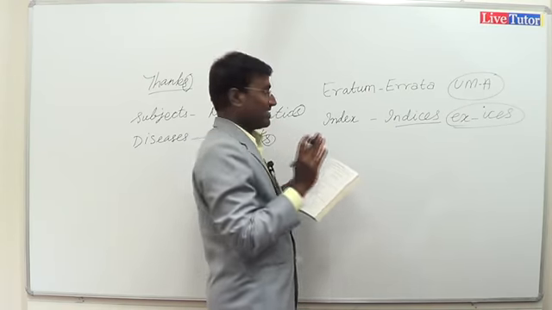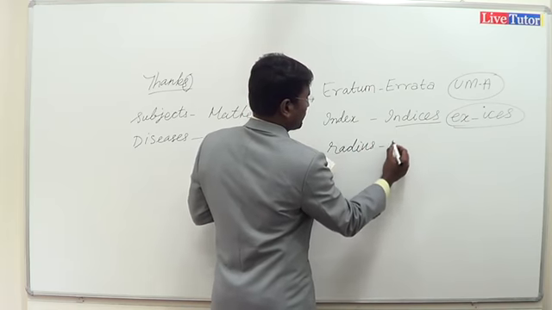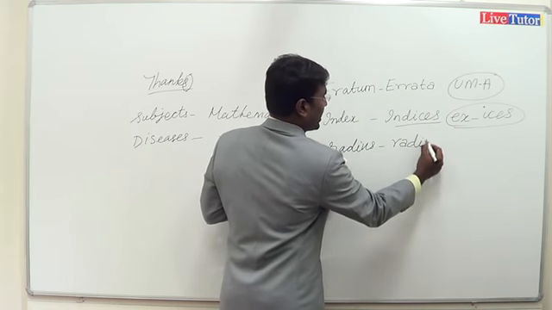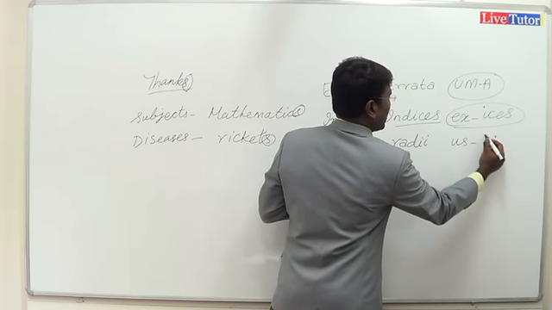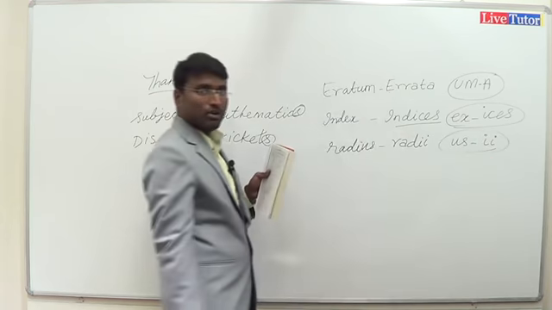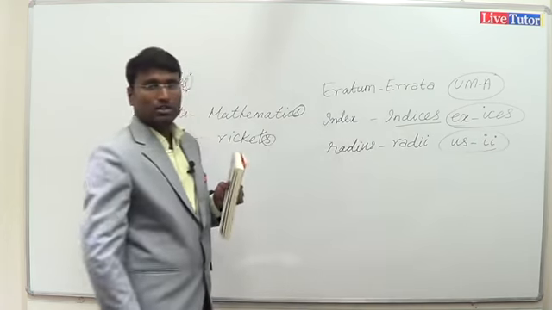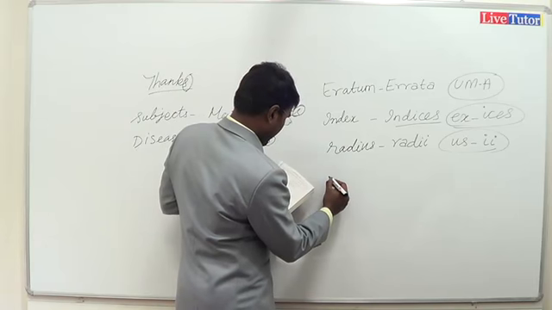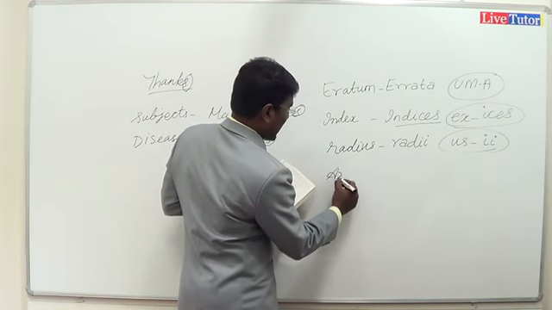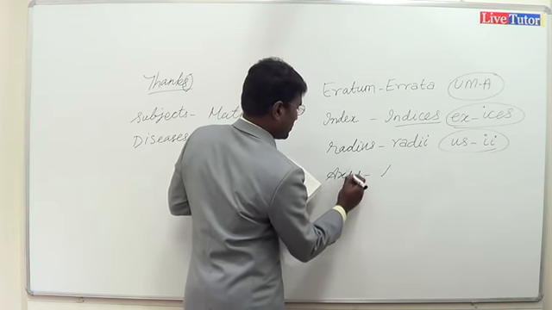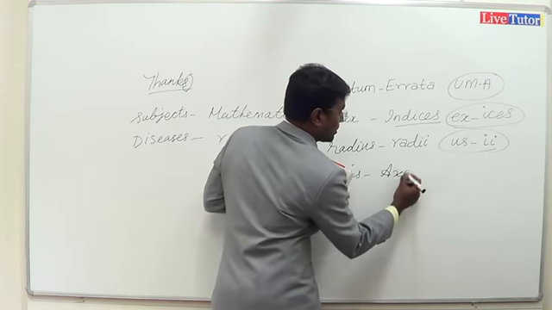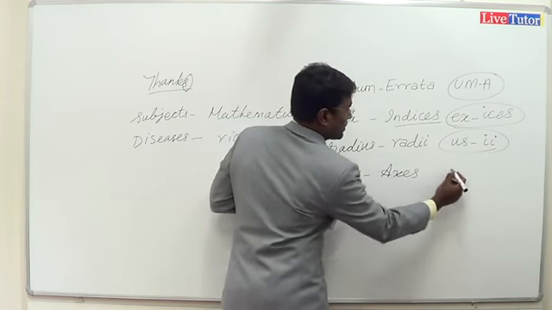Then radius becomes radii. So US becomes double I. Note these are small rules. Okay, I want to cover things fully. Next, axis becomes axes. Therefore IS becomes ES.